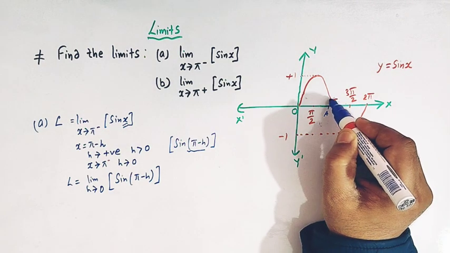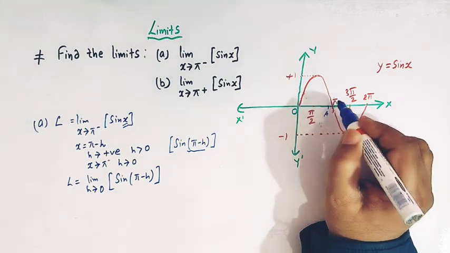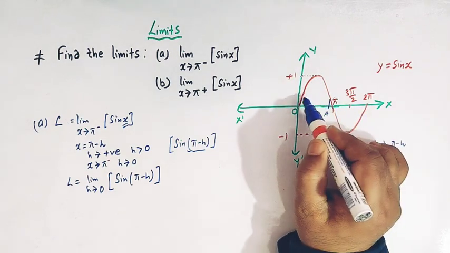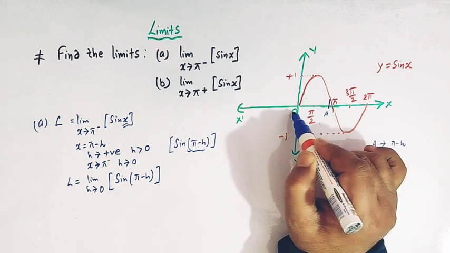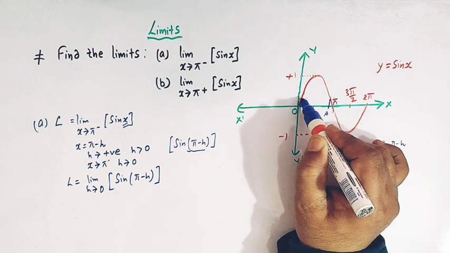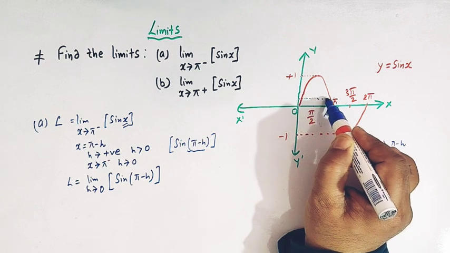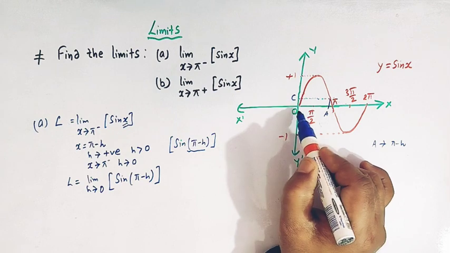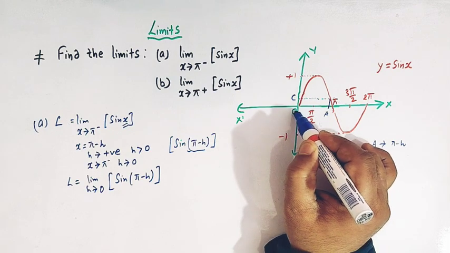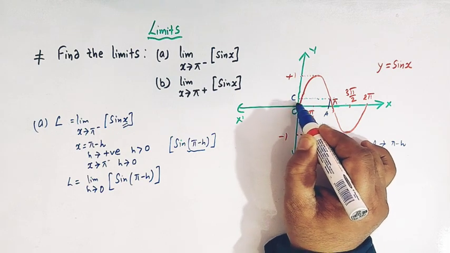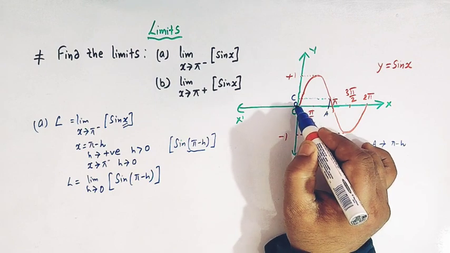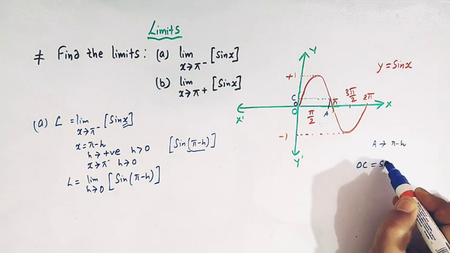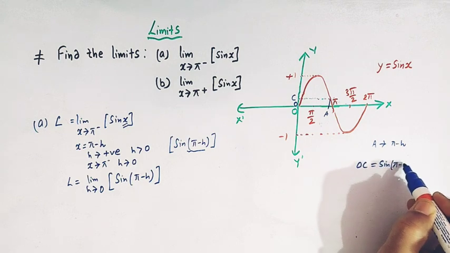Now if we draw a line parallel to the y-axis, we have this line. And if we take a line parallel to the x-axis, we can draw it like this. Now we have some point, say C, and this is 0, or we can take this point as O. So OC is the value of sine of pi minus h.